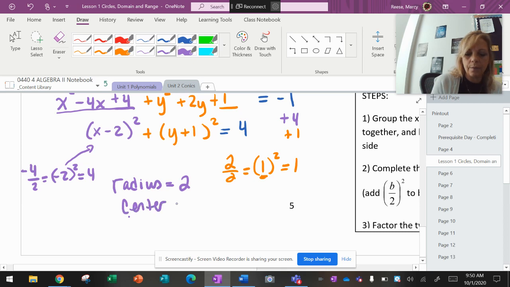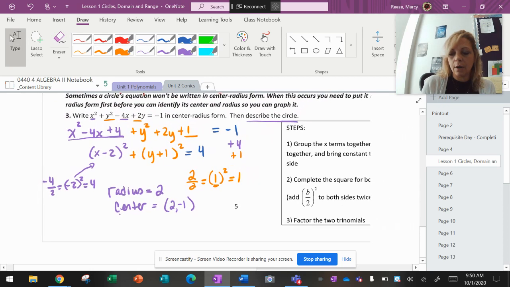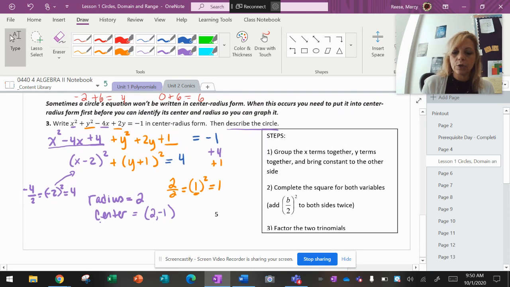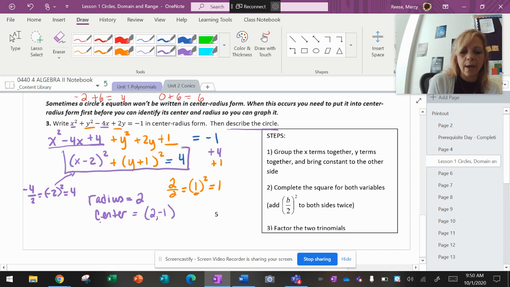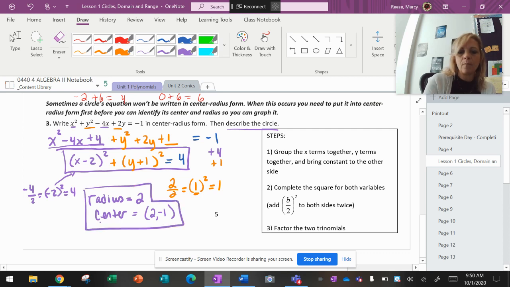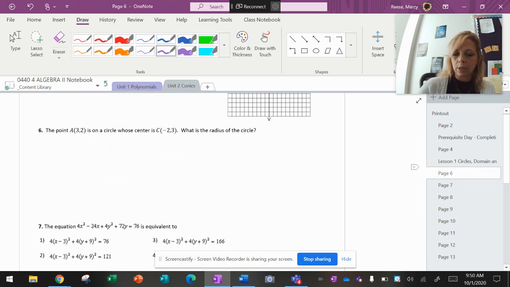The center is inside's opposite, so that -2 comes out as a +2. That +1 comes as a -1. And there, my friends, is your setup in a center radius form. That is the center radius form, and here is the description. Okay? All right, so go to page 6.